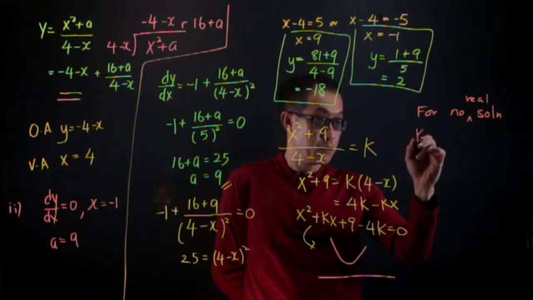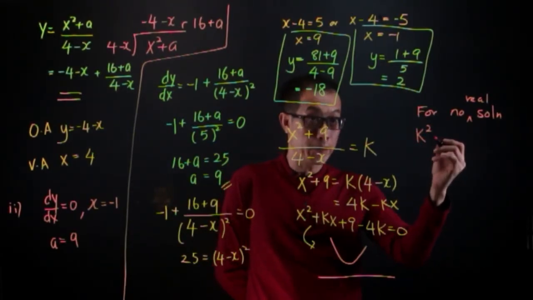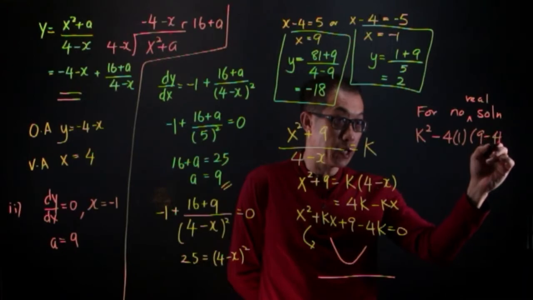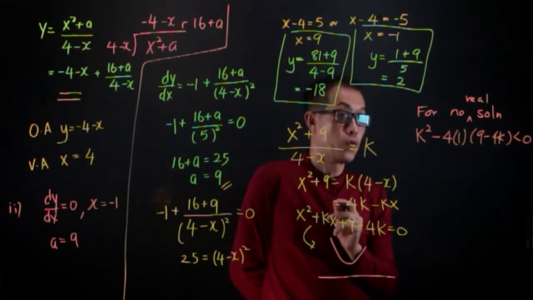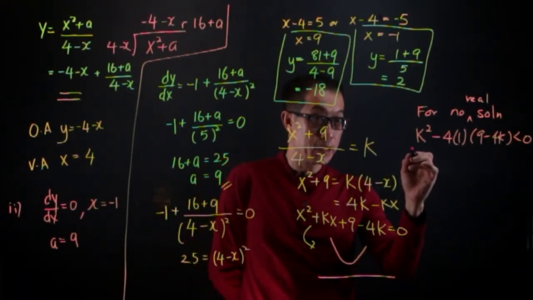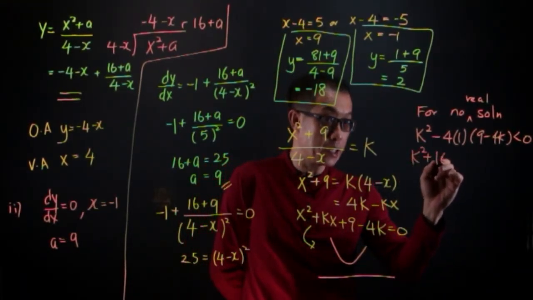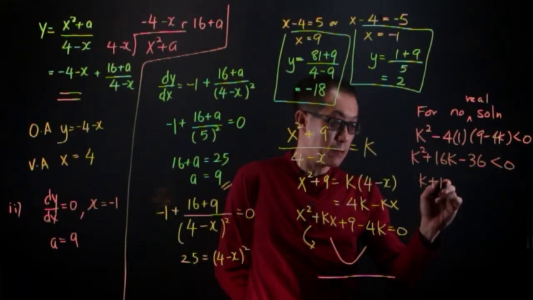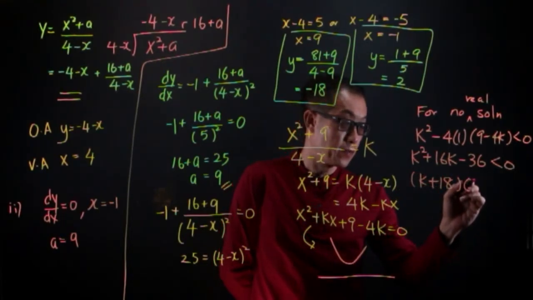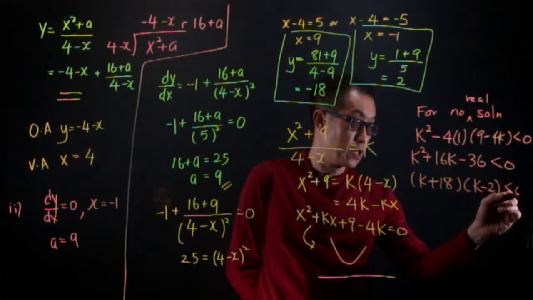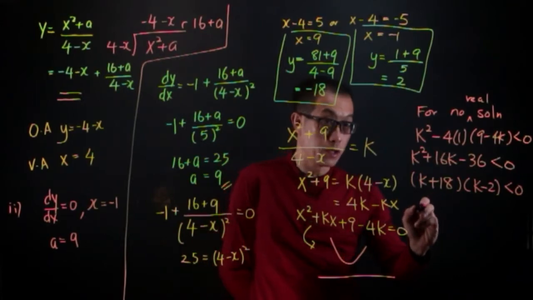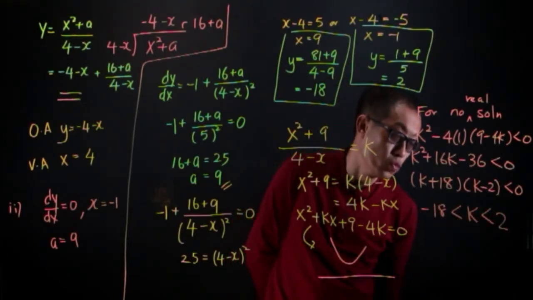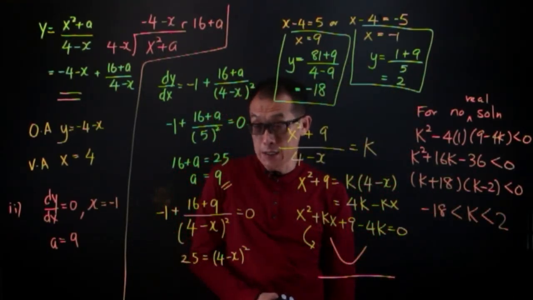So b squared minus 4ac will be k squared minus 4 into 1 into 9 minus 4k, which is smaller than 0. If you expand this, you will have k squared plus 16k minus 36 is smaller than 0. Factorize it, k plus 18 into k minus 2 is smaller than 0. And you get minus 18 is smaller than k, which is smaller than 2. This will be your solution for the last part of the question.